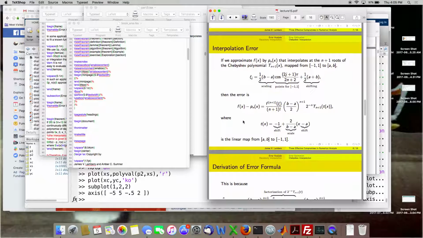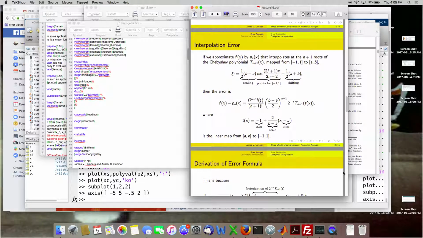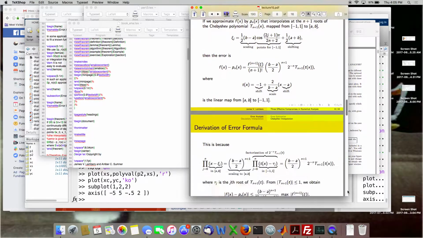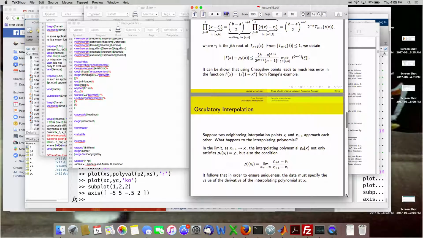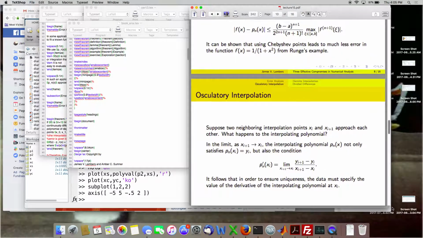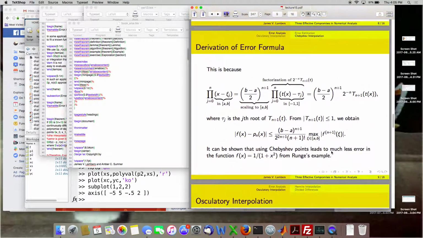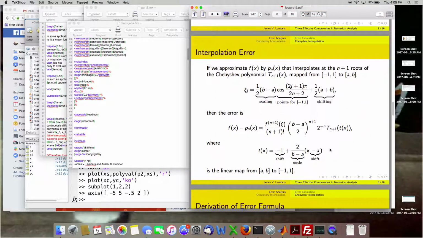So the difference between the function you're trying to approximate, f of x, and then your interpolating polynomial, Pn of x. I'm just going to make this a little bigger. So in this example, f of x is 1 over 1 plus x squared.